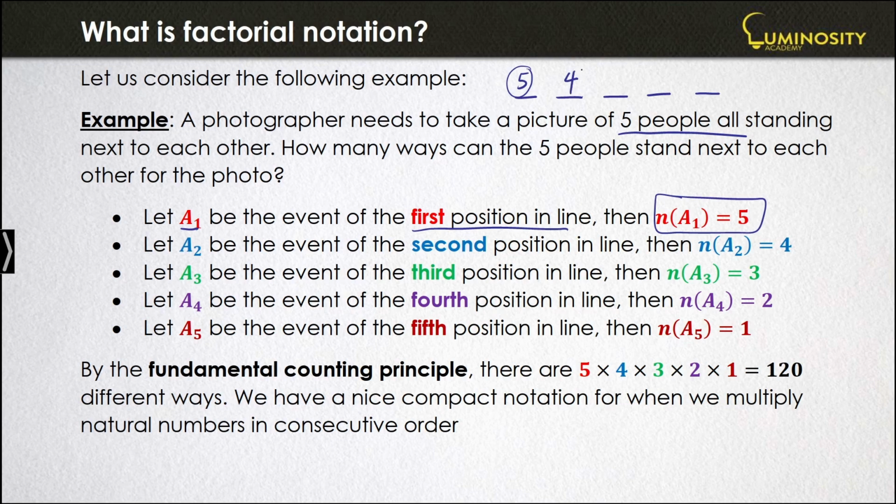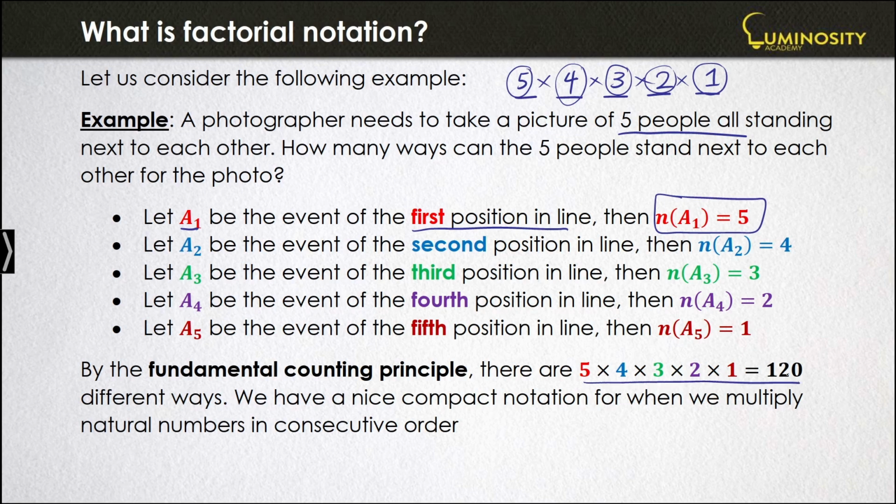Once you've chosen a person for the second position, there are now 3 people left to choose for the third position. So you choose someone to stand here, then there are 2 people left. Once you've chosen a person here, there's only 1 person left in that line. So, by the fundamental counting principle, there are 5 times 4 times 3 times 2 times 1 different ways that we can choose the people standing in that line. That number is 120.